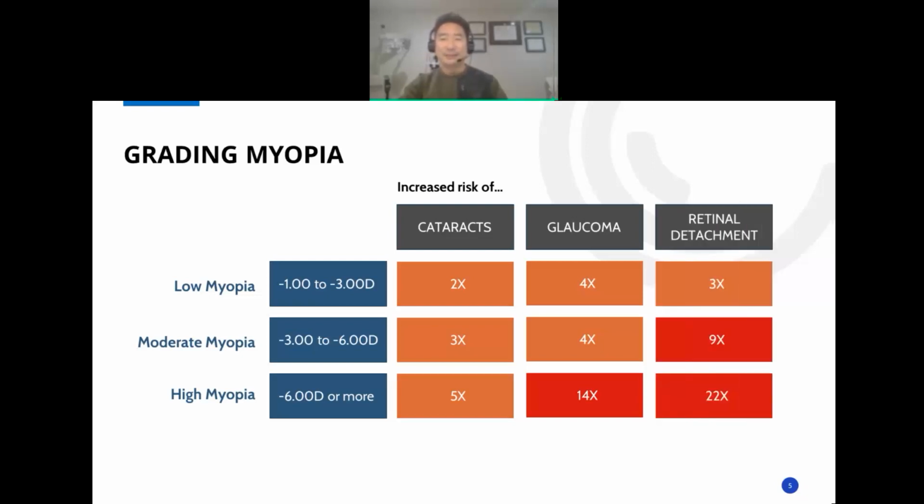For retinal detachment, low myopia is about 3 times the risk, moderate is about 9 times, and high myopia is 22 times. There are a lot of numbers here, but the take-home message is to try to keep it under -6 diopters. The risk of those ocular diseases will be decreased.